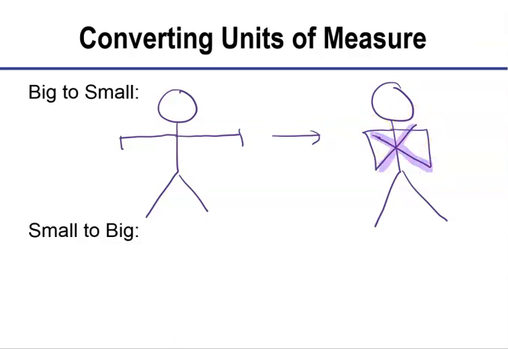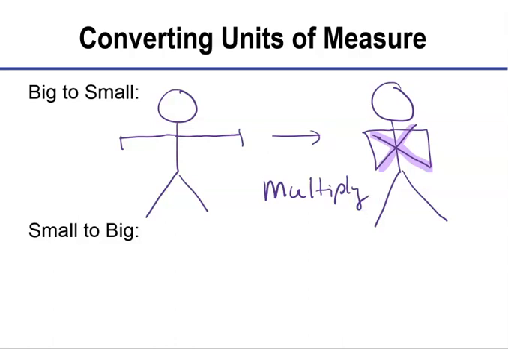So big to small. So if your unit of measure is big, and then it's going to a smaller unit of measure, for example, miles to feet, or yards to inches, that's going from a big unit to a small unit, then you multiply. And that's very easy to remember. So arms open wide big to small, you just cross them in front of you, and that means multiply.